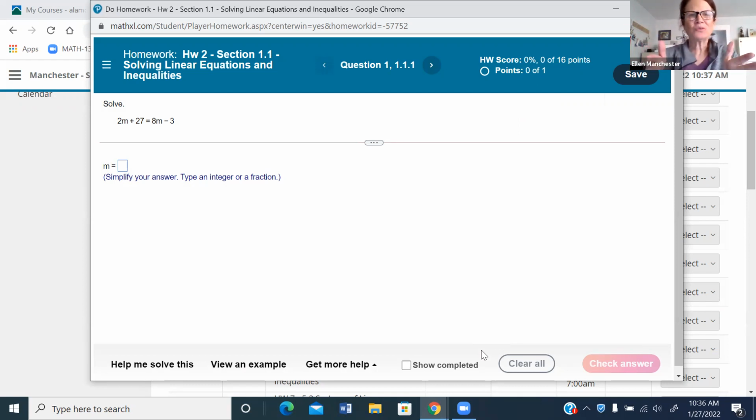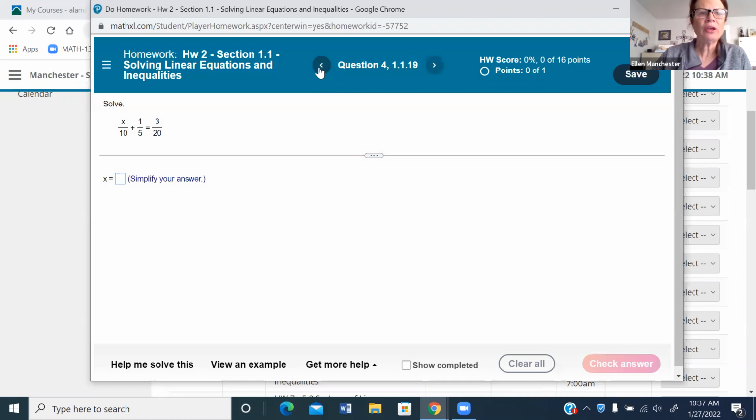I'm saying only section 1.1 because I have a couple of different classes. This might be homework 3 for one class and homework 2 for another. So just pay attention to the section that you're going over. These are the types of problems you're going to see, solving linear equations. Most people don't struggle with this type of problem, so I'm not going to take the time to do that one. But what I wanted to show you, let me get to it here.